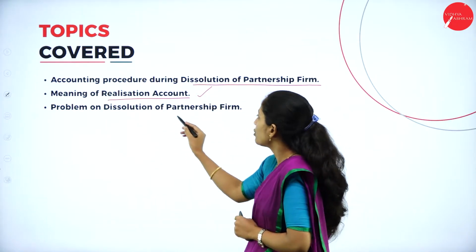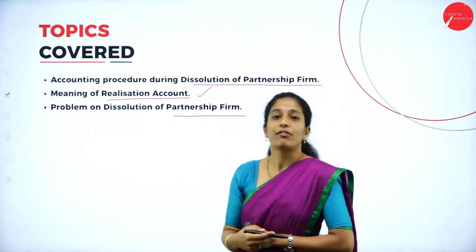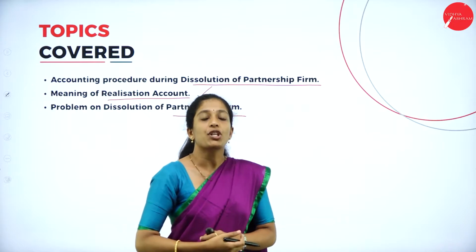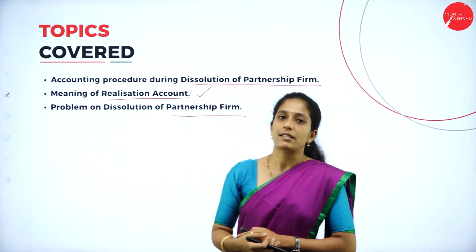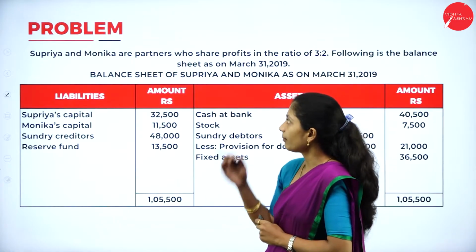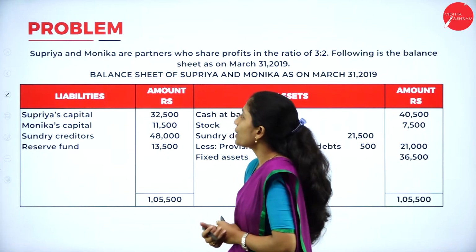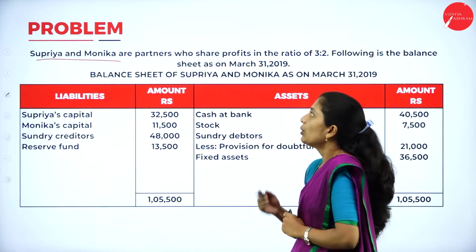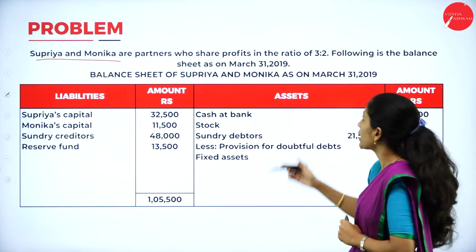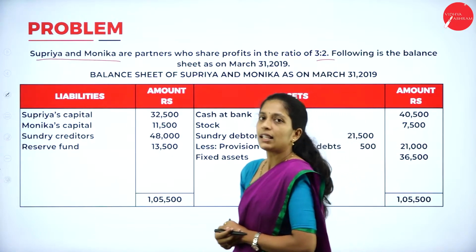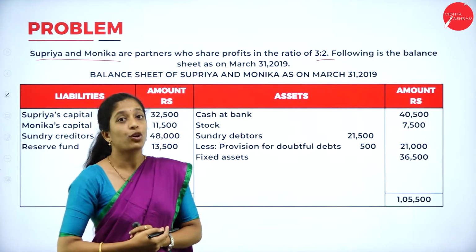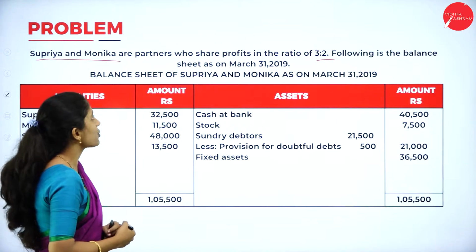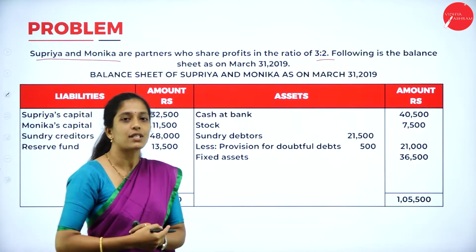Next, problem on dissolution of partnership firm. We have solved a 15 marks problem on dissolution of partnership firm. In today's session, we shall continue with one more problem that is relating to dissolution. So, go through the problem here. Supriya and Monica are the two partners sharing profit and loss in the ratio 3:2. Now, here, who are the two partners? Supriya and Monica. What is their profit sharing ratio? 3:2. Following is a balance sheet as on 31st March 2019.